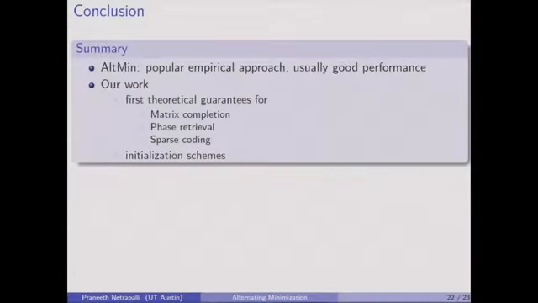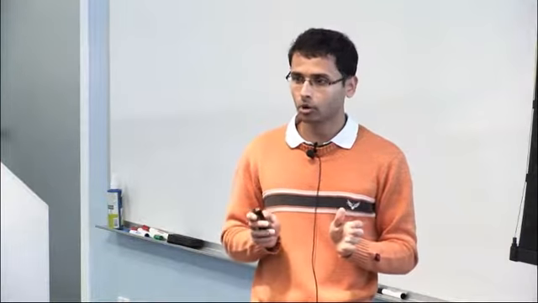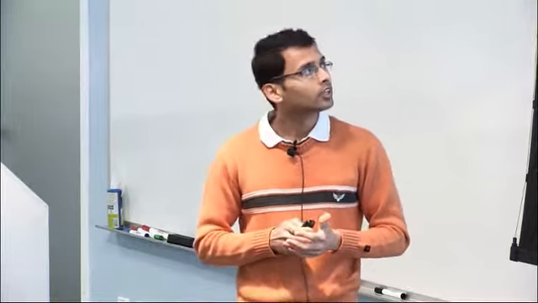Okay. So to summarize, we saw that alternating minimization is a popular empirical approach for solving many problems, and it usually has good performance in most of these settings. And our work establishes the first theoretical guarantees for alternating minimization in various settings. A key component of our results is the initialization schemes, which give approximate recovery algorithms and ensure that alternating minimization, when started from these initialization points, does actually converge provably.